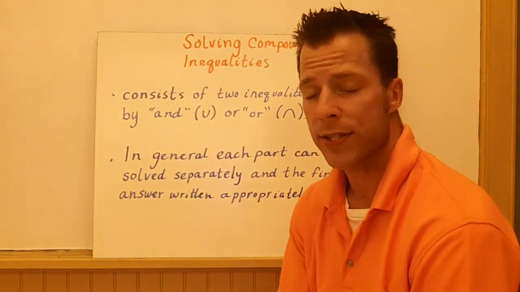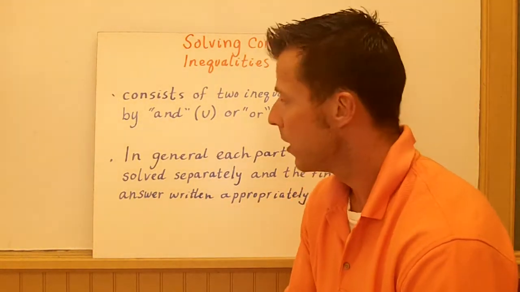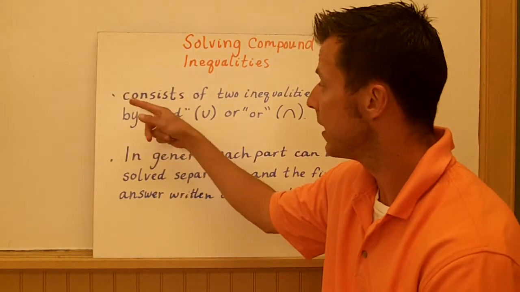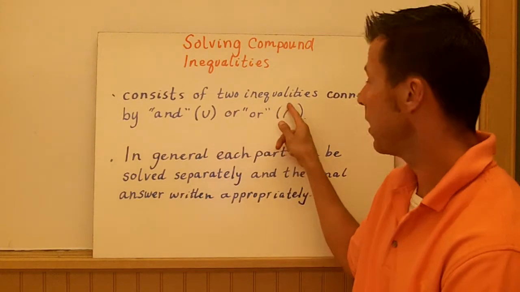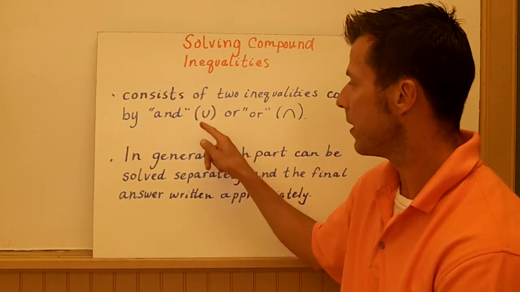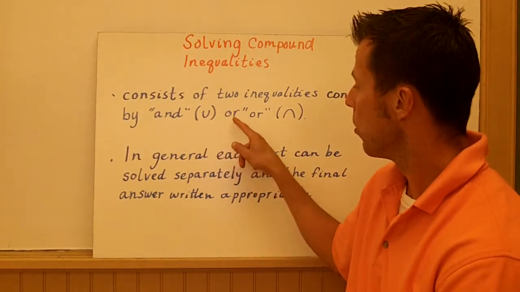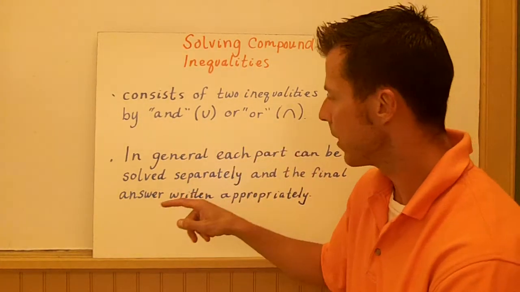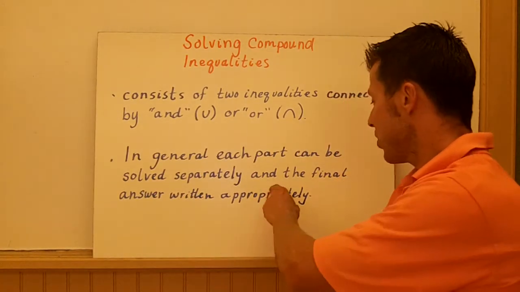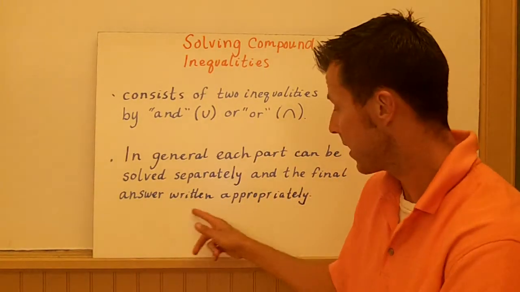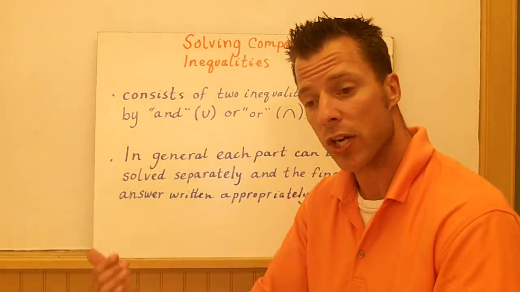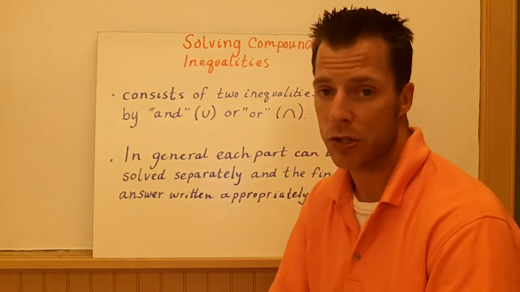So today we're going to talk about solving compound inequalities. When we talk about compound inequalities, what we're thinking about is an inequality that consists of two inequalities connected by an or statement, with union or with intersection. In general, each part can be solved separately, but in the end you have to tie both answers back together appropriately. So we can split the inequalities up, solve them separately, and then put the answer back together.